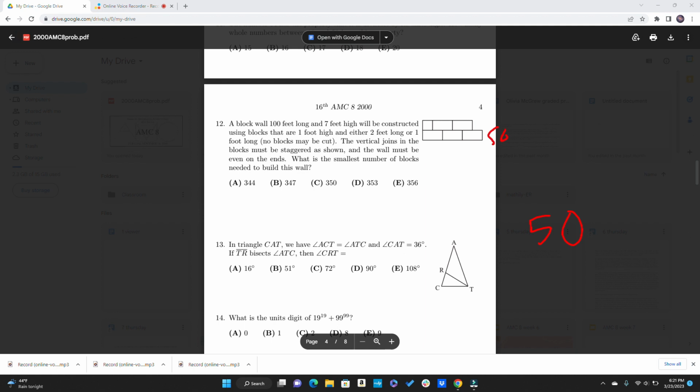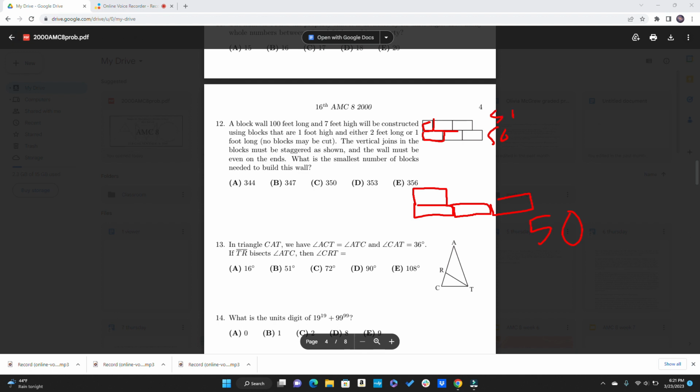Okay. The next part of the wall is going to need 2 1x1 blocks, right? Because we can't just put another block like this on top. We need to stagger it, like in the drawing, right? See how it's staggered? So that means we're going to need to start with a 1x1, and end with 1. So that's going to add 1 extra block, right? So instead of 50 on the bottom, the second row is going to have 51.